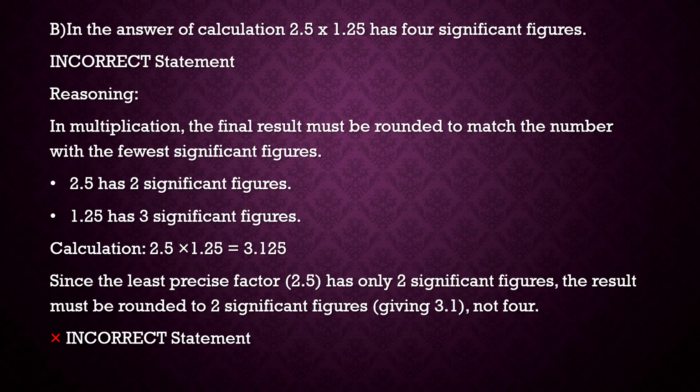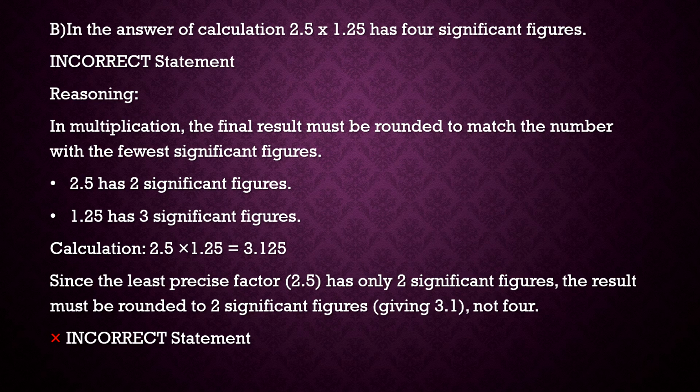Since the least precise factors here are 2 and 3, two significant figures and three significant figures, which is the least significant figure? Here the 2 is the least significant figure. So our answer would be 3.125, but here we can consider only two significant figures. So 3.1 is the only significant answer.